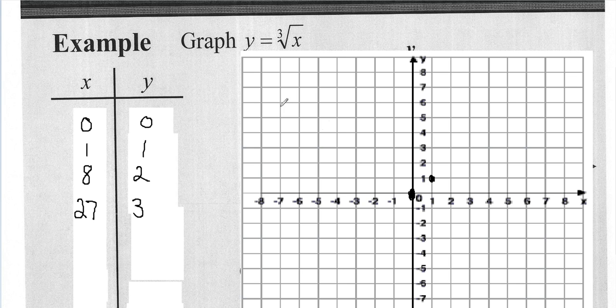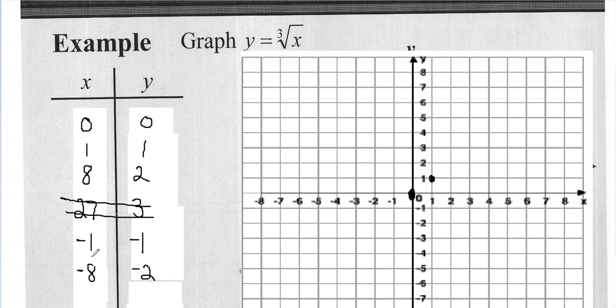So in this case, notice I'm using the cube. I want the cube root of this x. So this could involve negative numbers as well. So I could say when x is negative 1, what would y be? Negative 1 as well. When x is negative 8, y would be, the cube root of negative 8 is negative 2. And I can stop there. I will not use this one because this takes me way off the board.